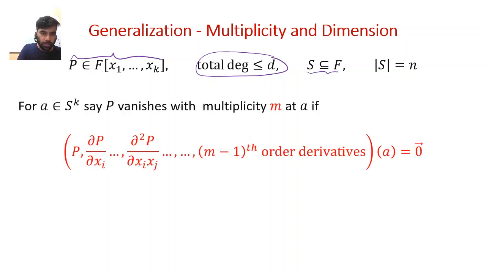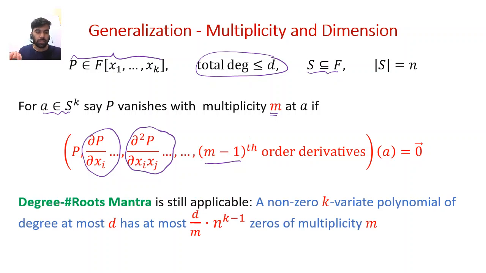Then we say that p vanishes at a point a in this grid S to the k. Since p is a k-variate polynomial, it will take a k-dimensional point to evaluate itself at. It vanishes at a with multiplicity m if not only does p vanish at a, but also all the k partial derivatives of p of order 1 vanish at a, all the k choose 2 partial derivatives of p of order 2 vanish at a, and so on and so forth for all of the (m minus 1)th order derivatives of p.